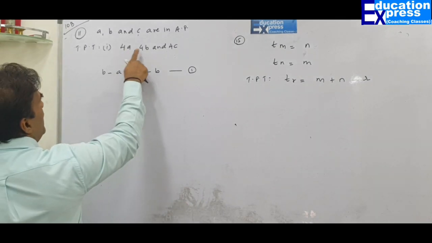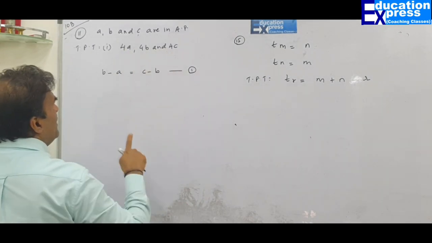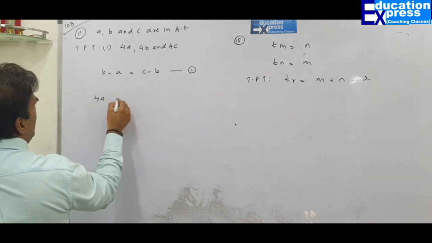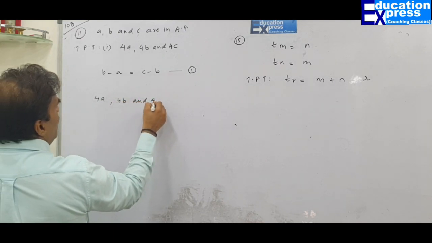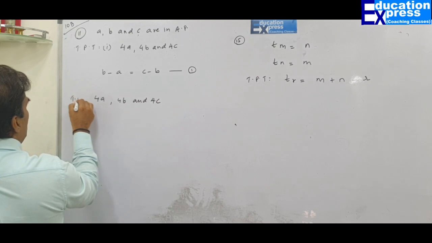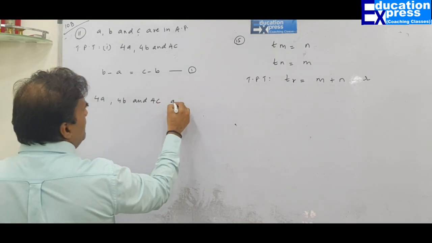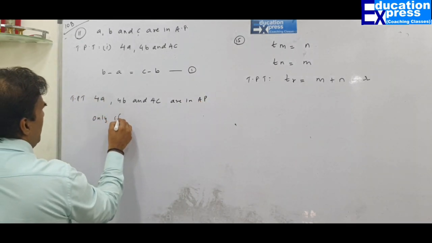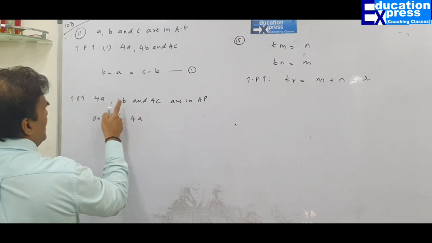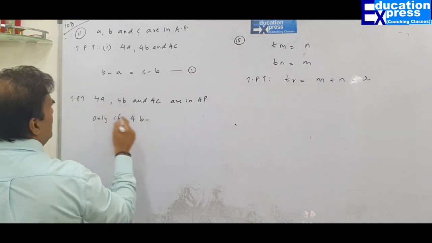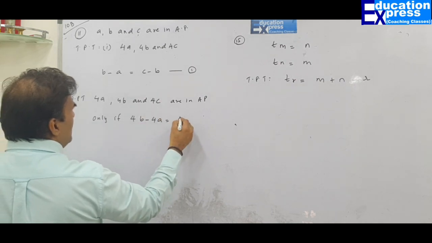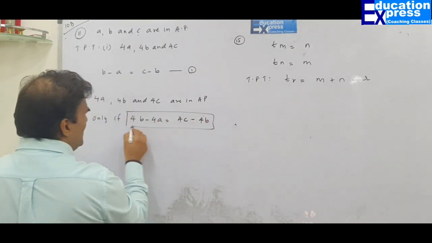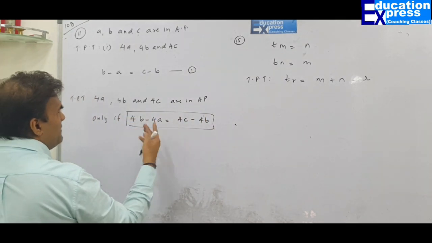So we have to prove that 4A, 4B, 4C are in AP. This is possible only if the second term, 4B, minus the first term, 4A, is the same as the third term minus the second term. If I can prove this, that means my work is done.